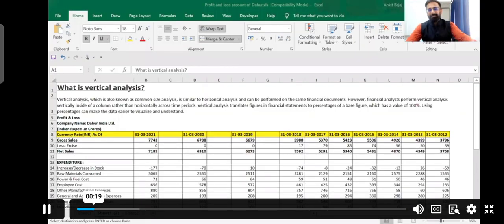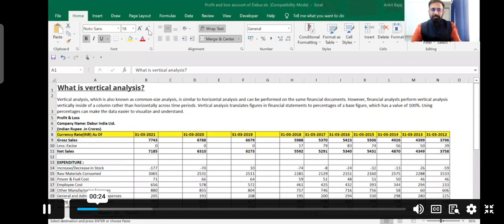Hello learners. In the previous session, we saw how to do horizontal analysis of any company, and we did the horizontal analysis of the profit and loss account of Dabur Limited. Now we will see how to do vertical analysis of the profit and loss account. Here you can see I have taken the profit and loss account of Dabur Limited.